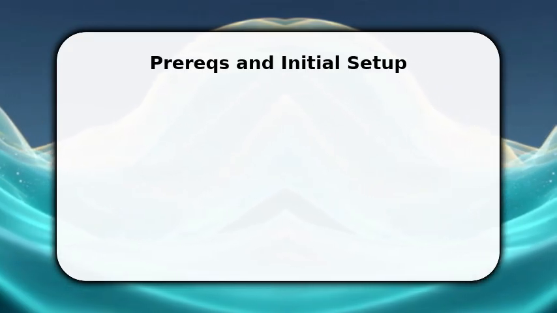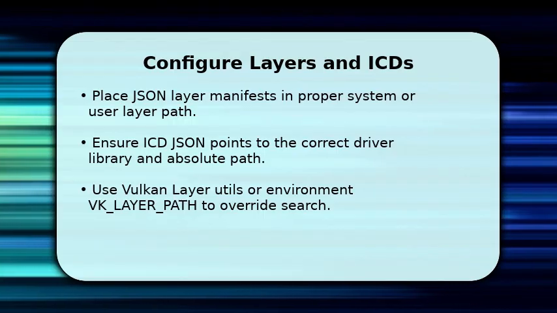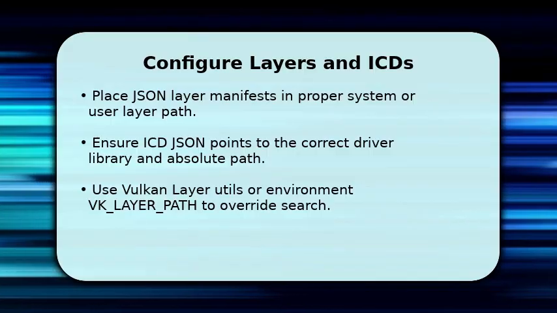Now you configure layers and ICDs so the loader chooses the right components. Place layer manifest JSON files in the system or user layer directory, or set VK_LAYER_PATH to an explicit folder. Edit the ICD JSON to point to the correct driver .so or DLL using absolute paths to avoid ambiguity. Once configured, restart any applications or shells so environment changes apply.